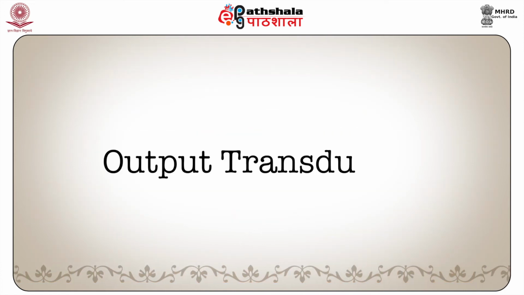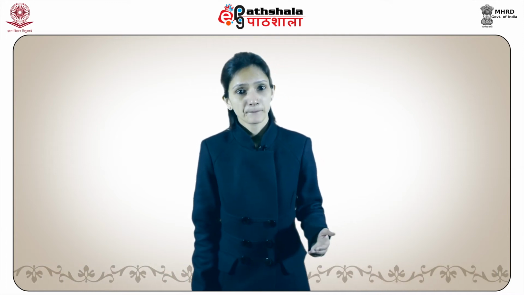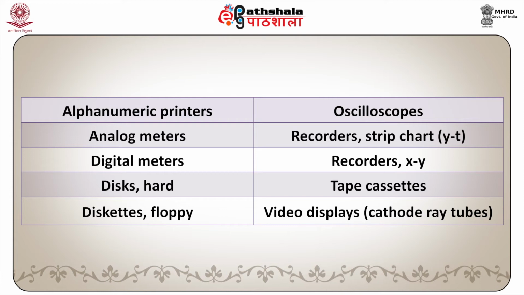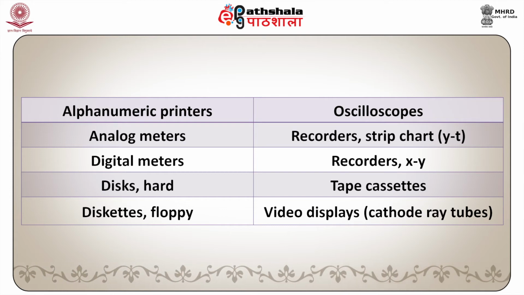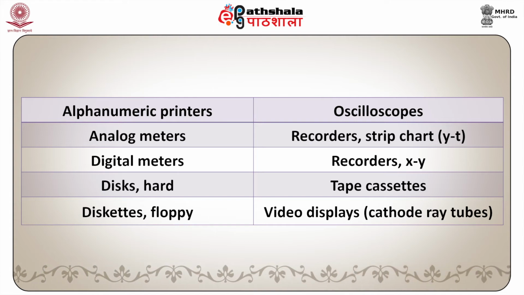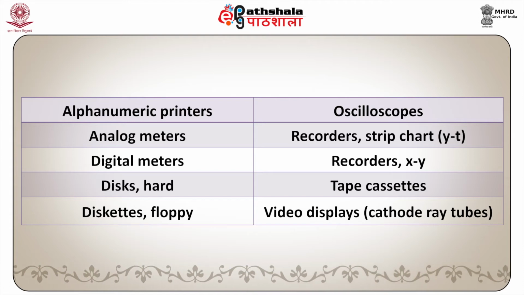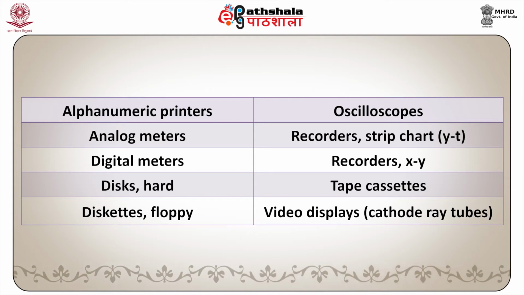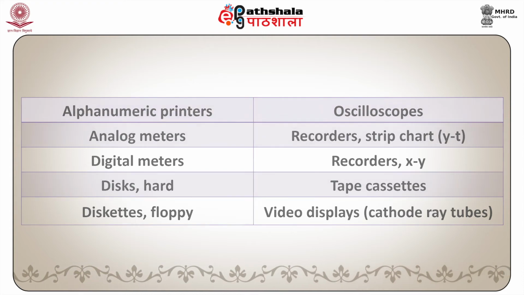Output transducers. The final instrument component, the output transducer, converts the modified electrical signal into information in a form useful to the analyst. This information may be displayed or recorded in either analog or digital form by a number of devices. Some output transducers are alphanumeric printers, oscilloscopes, analog meters, recorders and strip chart, digital meters, recorders, hard disks, tape cassettes, and floppy diskettes, and video displays like cathode ray tubes.